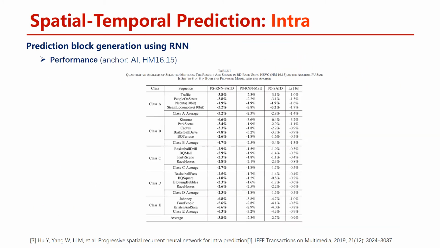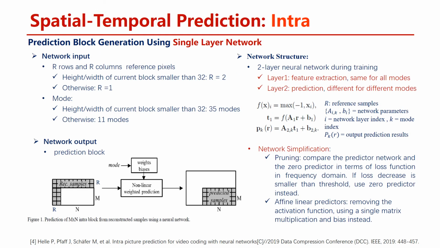These neural networks bring coding gains and in the meantime introduce significant complexity. So a single layer network is studied for generation of intra prediction. First, a 2-layer neural network is trained, in which the first layer extracts a feature from the reference pixels, while the second layer makes the prediction. Then the neural network is simplified by pruning and removing the nonlinear activation function.